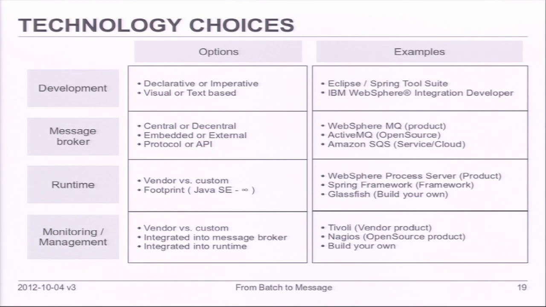Examples are, well, WebSphere MQ, probably the most widely used in the enterprise environment. ActiveMQ as an open source solution that works really well. And if you're in the cloud, then you are normally tied to the infrastructure that your cloud supplier provides you with. So in case of Amazon EC2, you will probably use some simple queuing service.